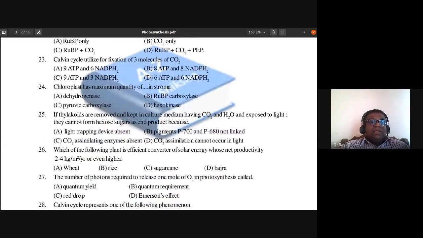For fixation of three molecules of carbon dioxide, in the Calvin cycle, how many ATPs and NADPH2s are utilized? It's very important. They are not asking about 6 molecules of carbon dioxide. For fixation of 3 molecules of carbon dioxide, how much would it be? Does anyone know the answer? 6 carbon dioxide you might be knowing about. So for 3 carbon dioxide, how many will it be? Anyone?